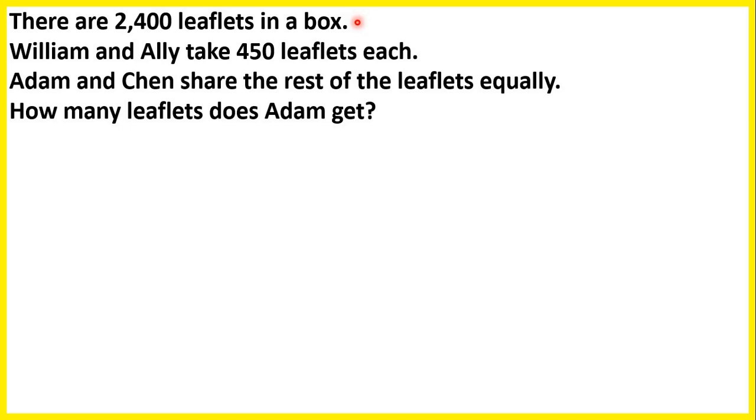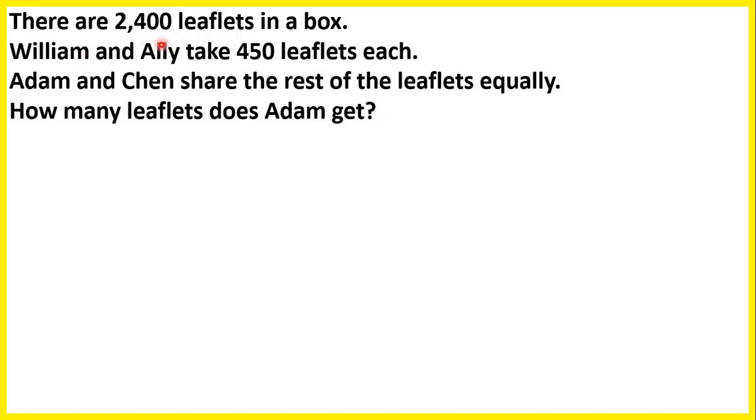There are 2,400 leaflets in a box. William and Ali take 450 leaflets each. Adam and Chen share the rest of the leaflets equally. How many leaflets does Adam get?